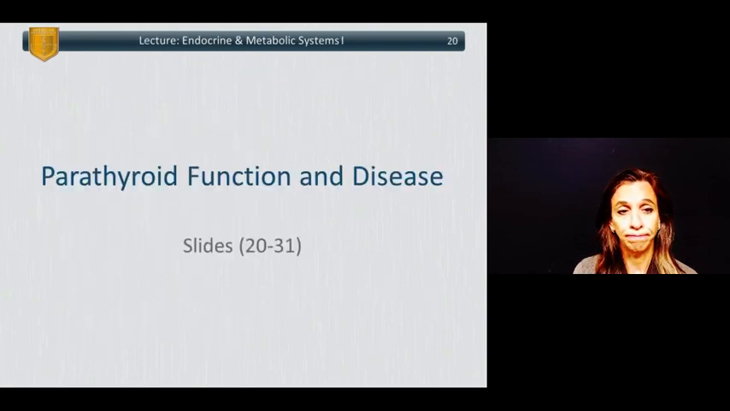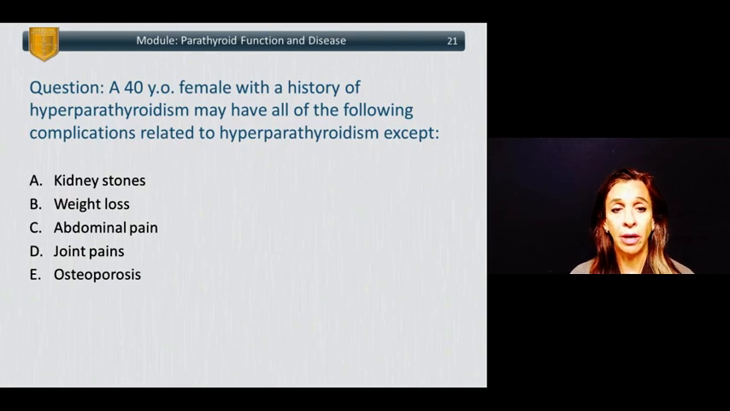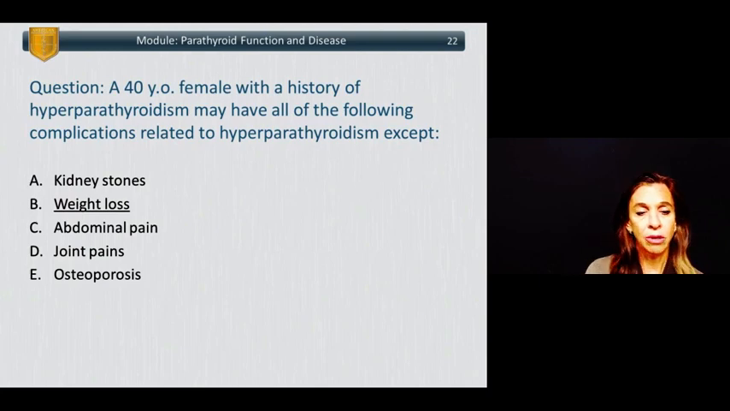Let's talk about parathyroid function and disease next. So a question: a 40-year-old female with a history of hyperparathyroidism may have all of the following complications related to hyperparathyroidism except A. Kidney stones, B. Weight loss, C. Abdominal pain, D. Joint pains, or E. Osteoporosis. Which one of these is not related to hyperparathyroidism? And the answer is weight loss.